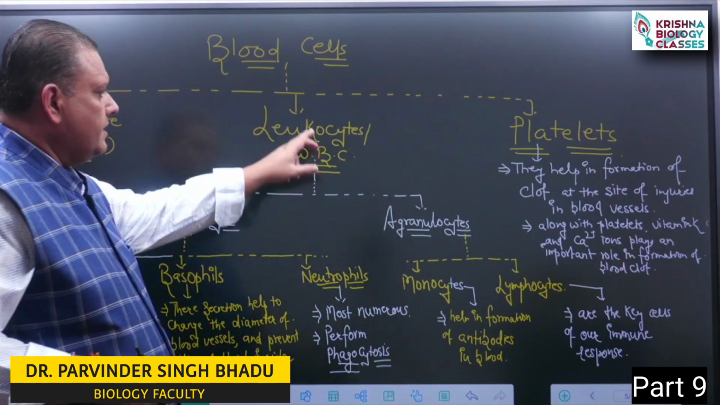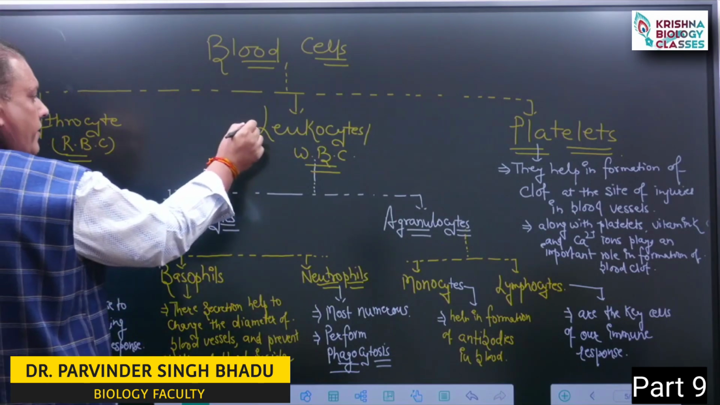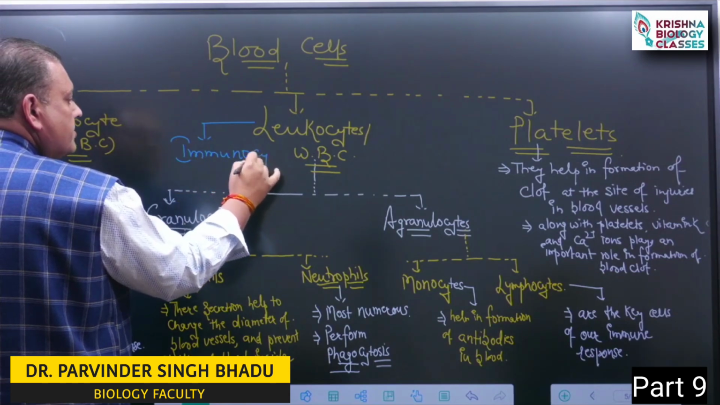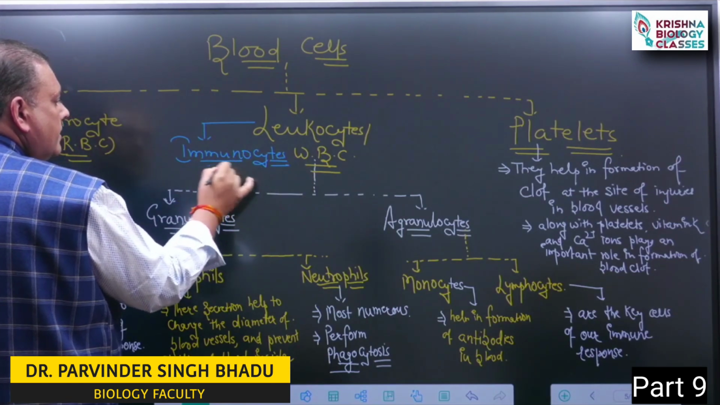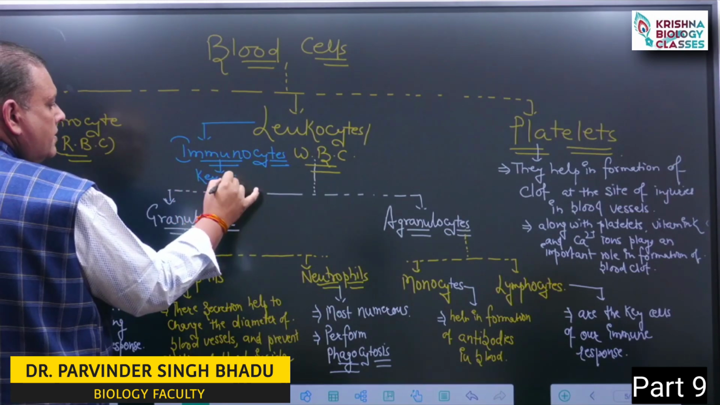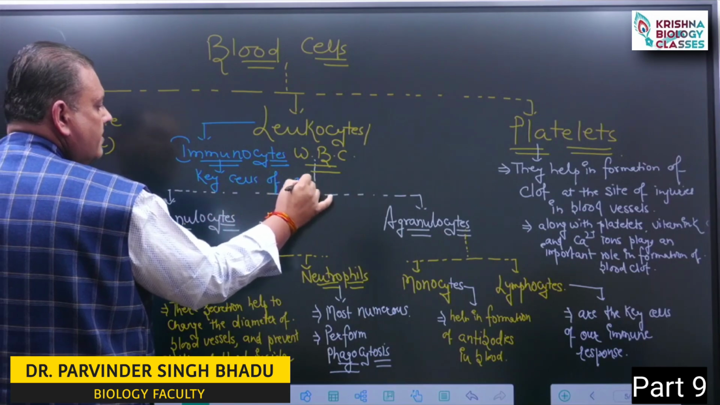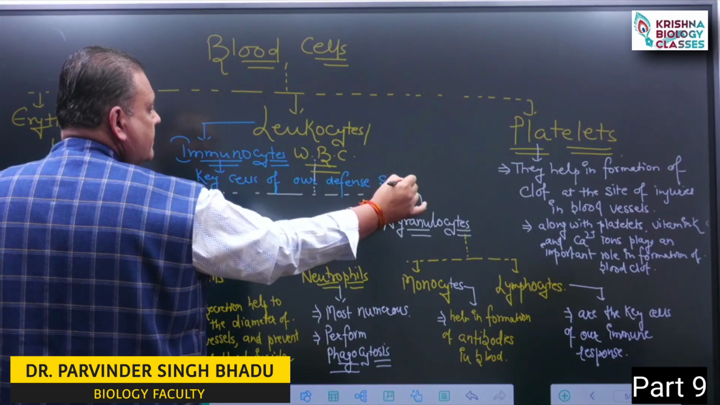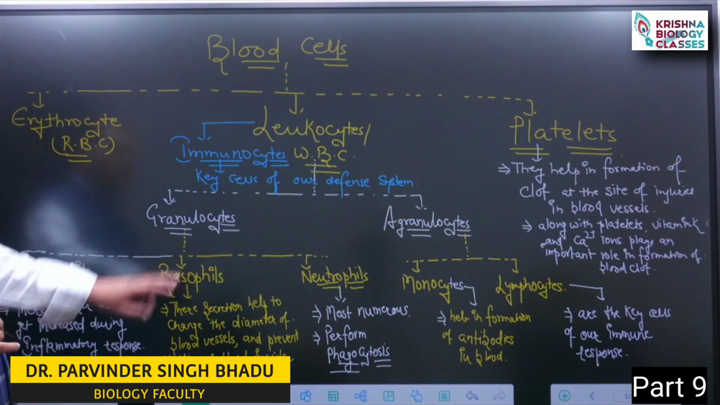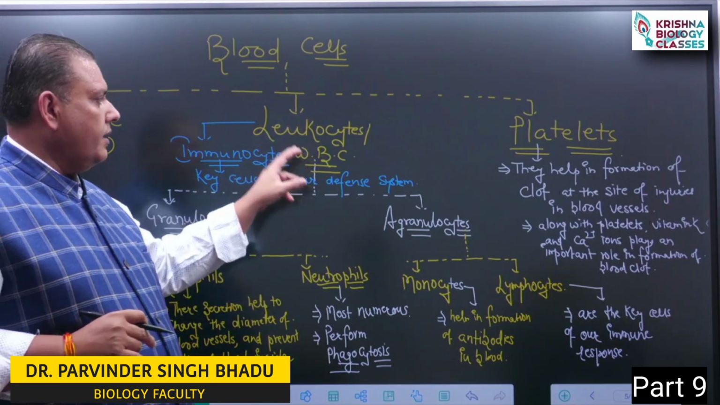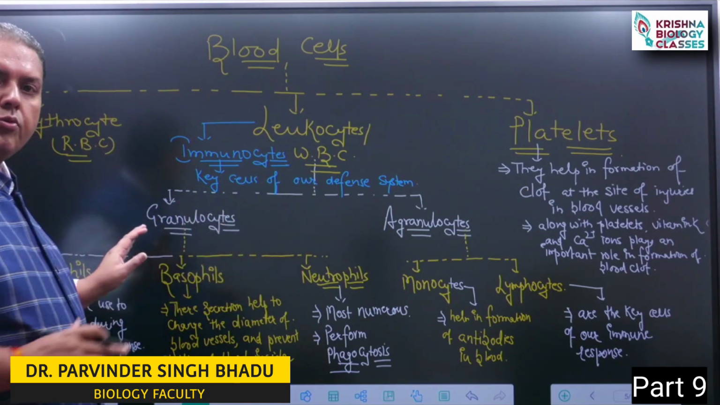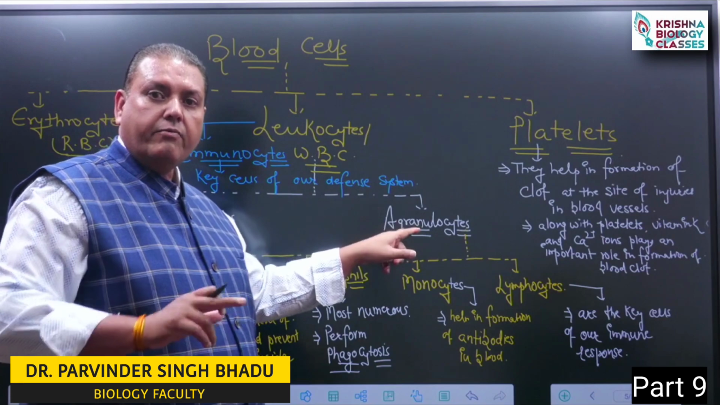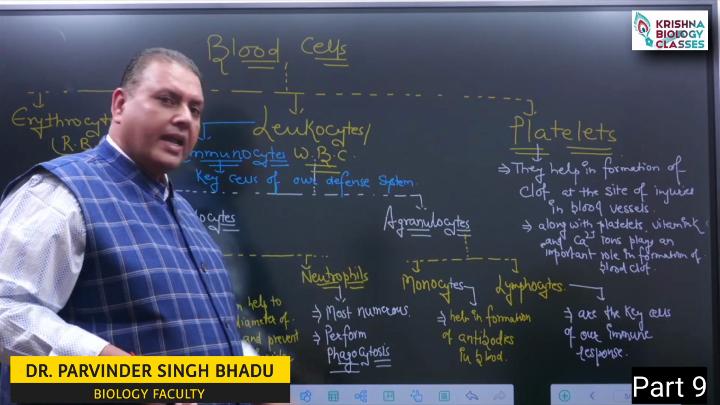When we start to discuss the leukocytes, we say that they are the immunocytes, the key cells of our defense system. The defense system protects us from disease-causing microorganisms. Now, these WBCs or white blood cells are divided into two types: the cells having grain-like structures on their surface, granulocytes, and the cells which do not contain grains, agranulocytes.